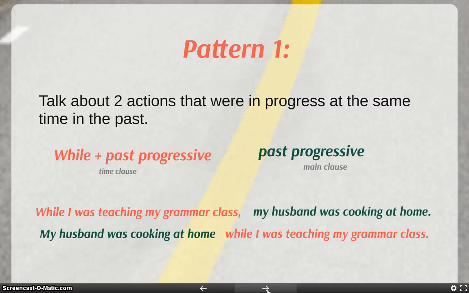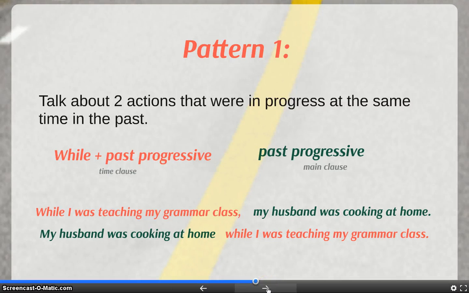Okay, so in that story, there were examples of 3 patterns of sentences. All 3 patterns use time clauses with past progressive and simple past with when and while. So pattern 1 is here. Talk about 2 actions that were in progress at the same time in the past.